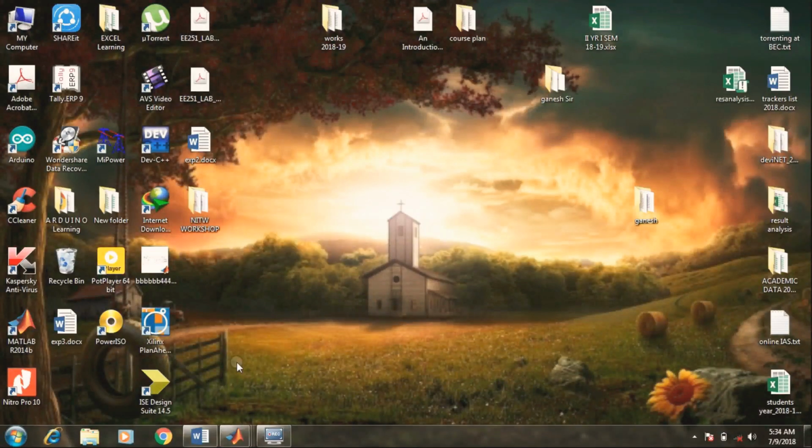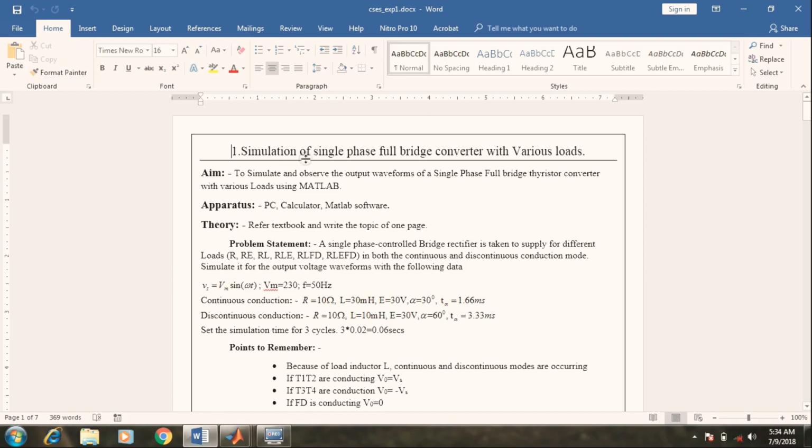Hi all, today we will see how we can simulate a single phase full bridge converter with various loads using MATLAB. For that purpose we want a PC, in order to calculate the average and RMS values on the MATLAB software.